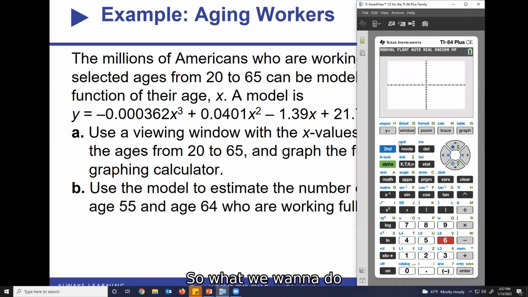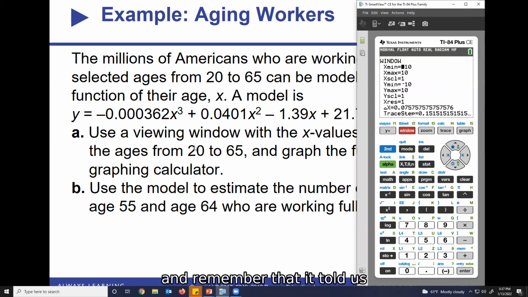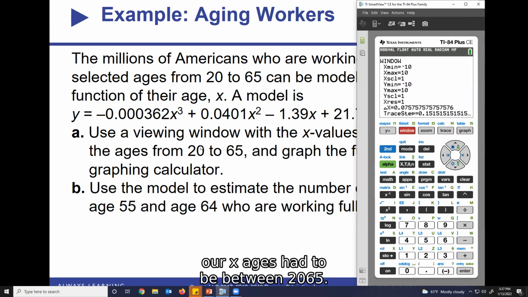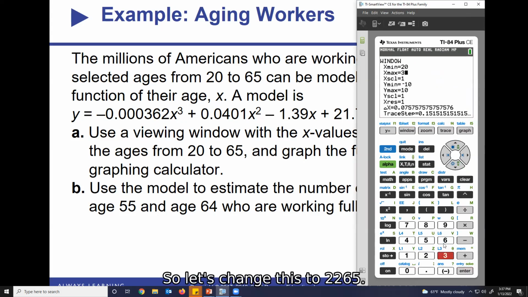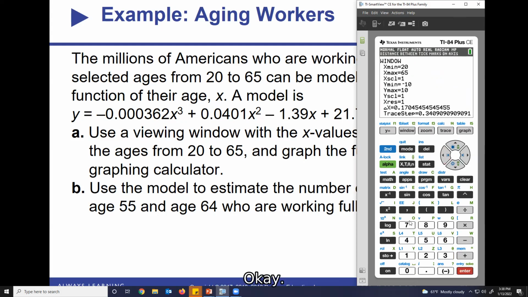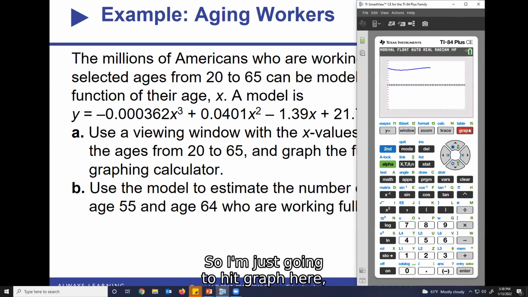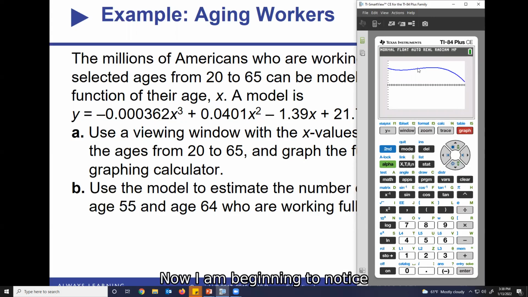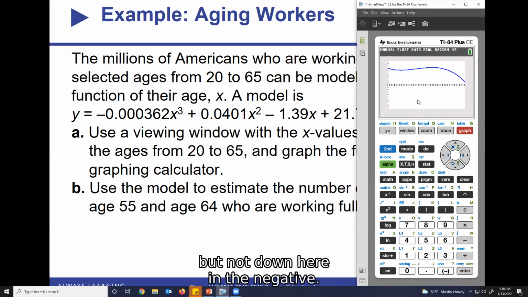So what we want to do here is go back to the window, and remember that it told us our X ages had to be between 20 and 65. So let's change this to 20 to 65 and see if that makes any changes. Okay, so I'm just going to hit graph here, and that definitely made a change. Now I am beginning to notice that my Y values are up here, but not down here in the negative.